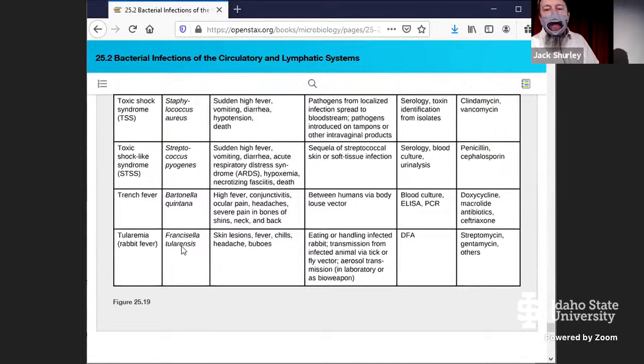Trench fever, this was recognized way back in the day in World War I. Bartonella quintana, and it's another one that's transmitted by the body louse. So human to human contact, transmission of the lice lends to these issues, and close quarters like that set the stage for it to move very rapidly through the military. And we almost started this morning with tularemia, rabbit fever, Francisella. So eating or handling infected rabbit has the potential to transmit that.